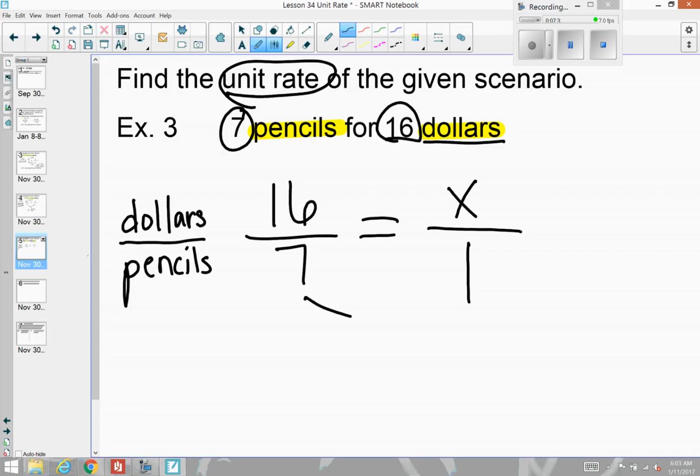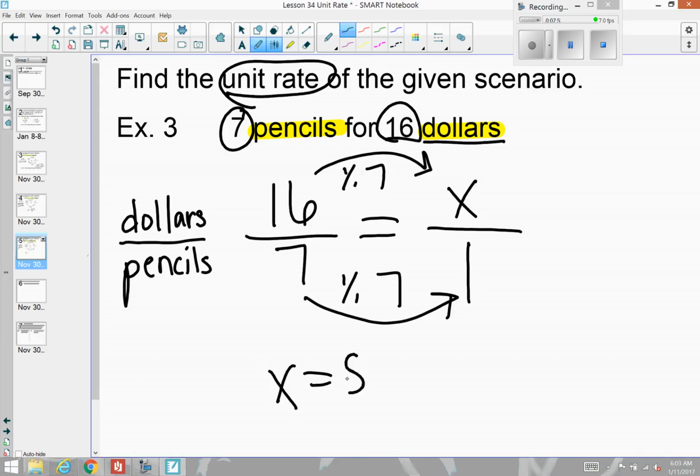So we're going to divide by 7 on the bottom. Therefore, we're going to divide by 7 on the top. And it's not going to be a pretty number, is it? Nope. So how much does 1 pencil cost? I'm going to put my dollar sign down first. And we got a number of 2.2857, and so on.